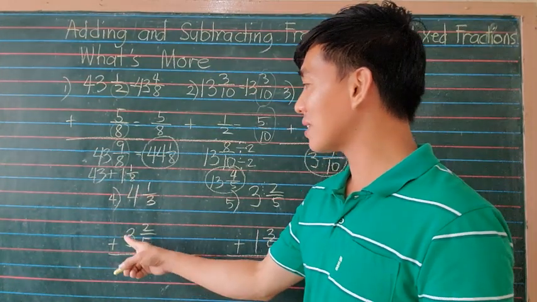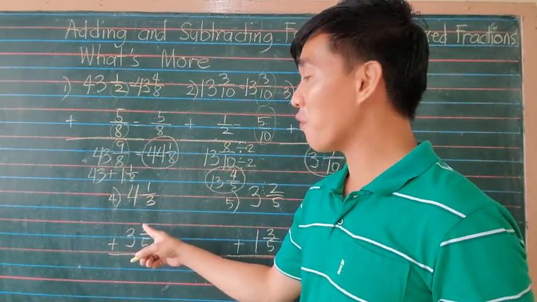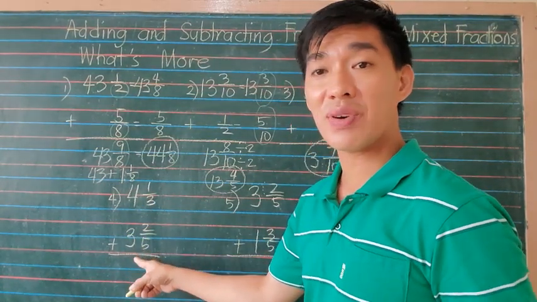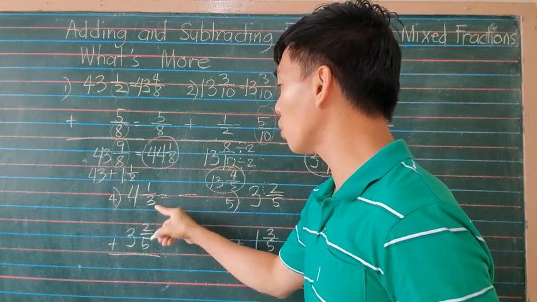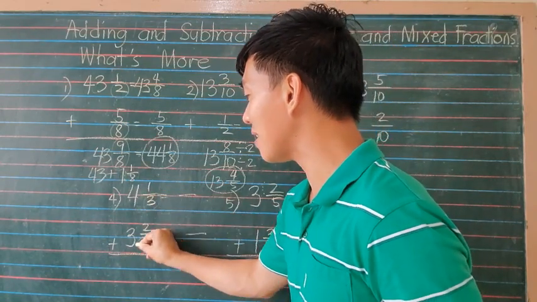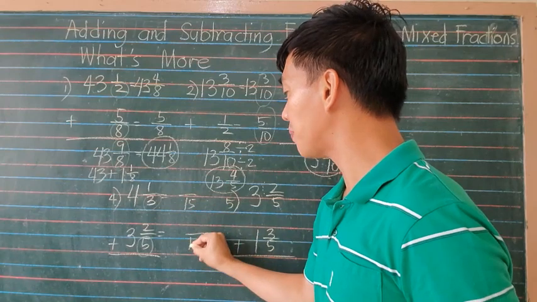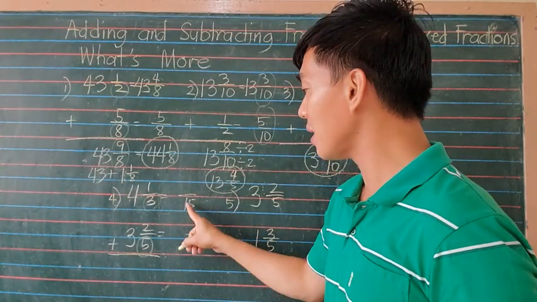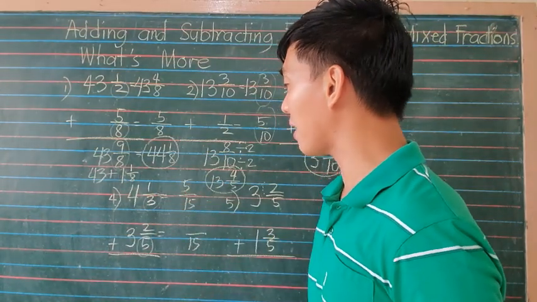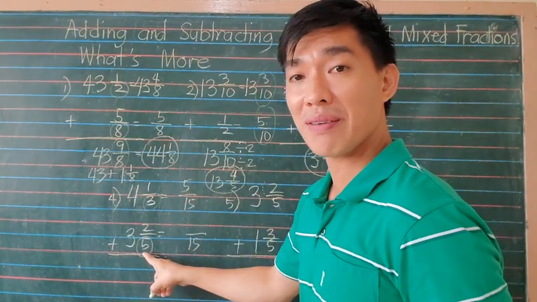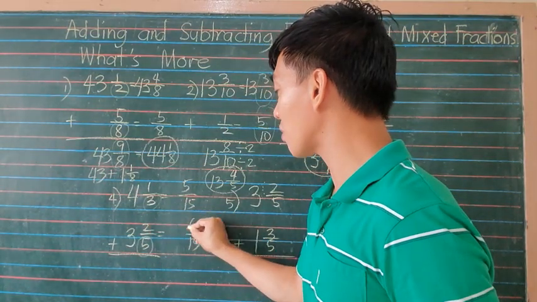Let's proceed to item number 4. For item number 4 here, we have 4 and 1/3 and 3 and 2/5. Of course, they don't have the same denominator, so look for their LCD. So that is equal to 15. 15 is their LCD. 15 divided by 3, that is 5 times 1, that is 5. So 15 divided by 5, that is 3 times 2, that is equal to 6.